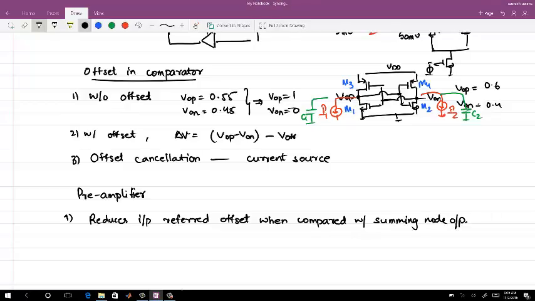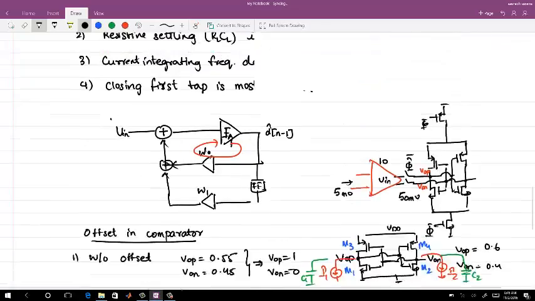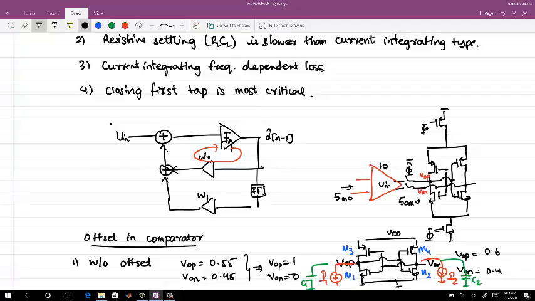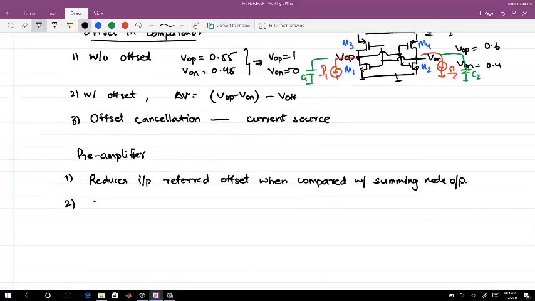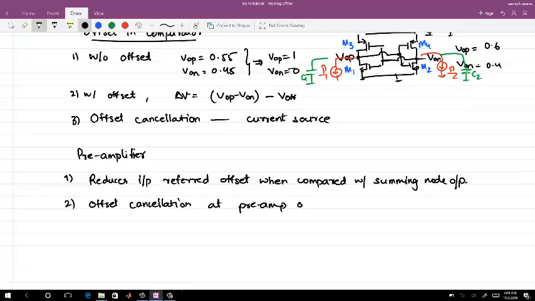Okay. The second thing which helps us is that I can do all this offset cancellation at the output of the preamplifier. I can add or subtract the current sources. I can change the capacitor things. So, offset cancellation at the output of the preamplifier.